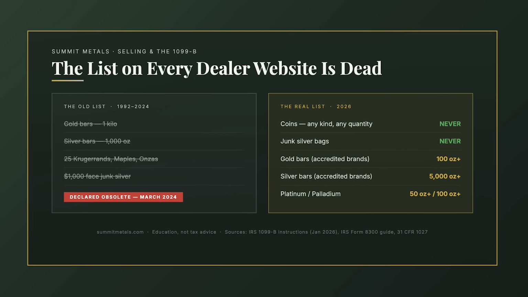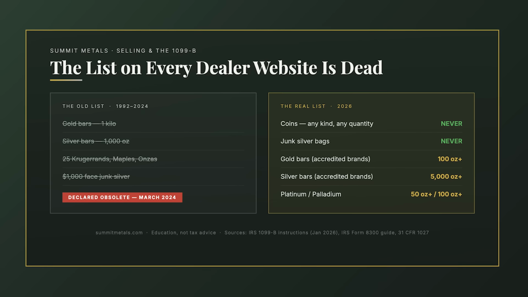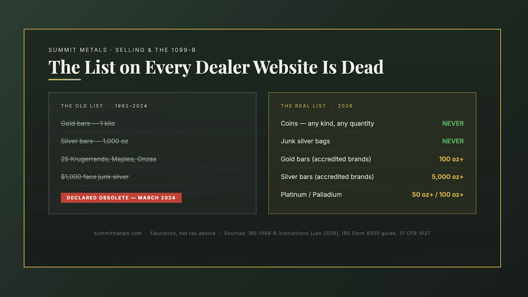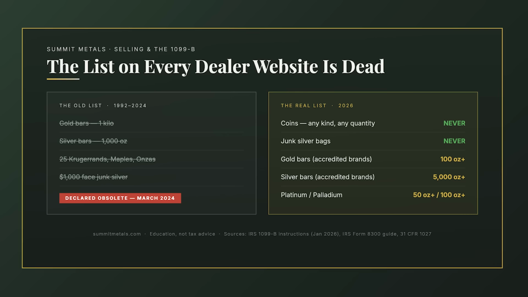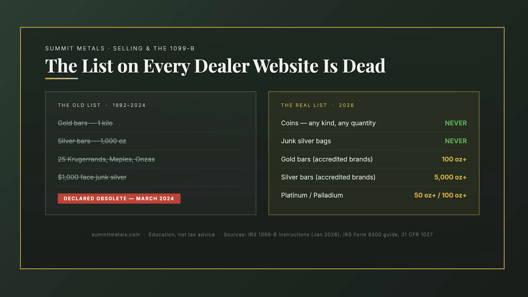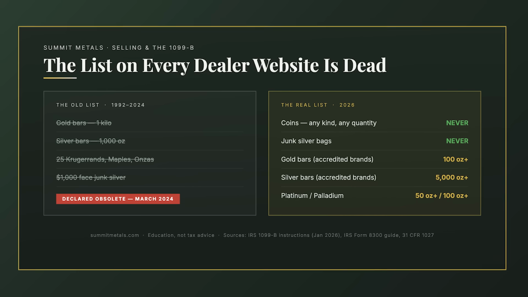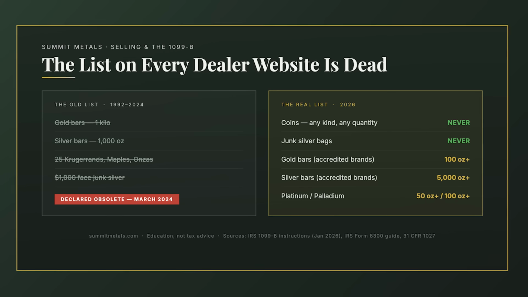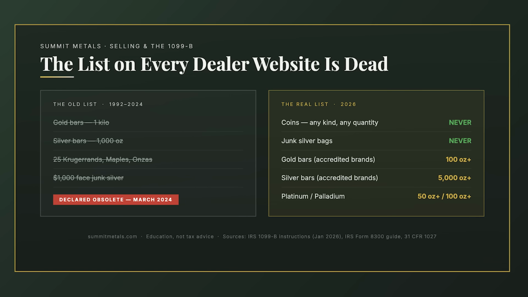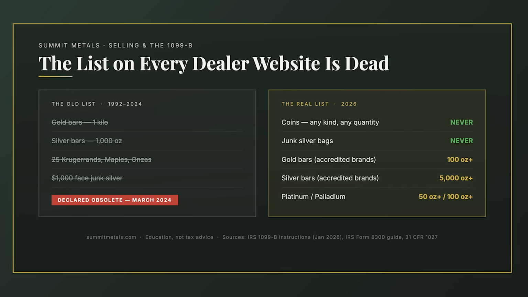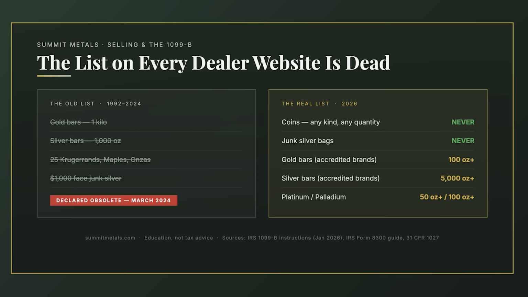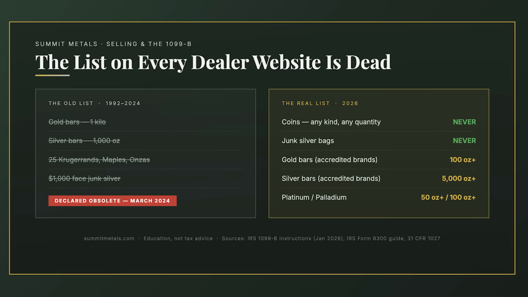Now, if you notice on the chart, you can see that before, gold bars like kilo bars were subject to the form. You can also see things like silver bars of 1,000 ounces, Krugerrands of 25 or more, or maples of 25 or more. I know many of you are well aware of these types of things. Here's the good news. That now is over. There is no reporting for coins. And I want you to know, I actually had a dispute with this with one of my neighbors who got very upset when I told him this, and then he saw a video from someone saying the opposite, and he assumed I was wrong.